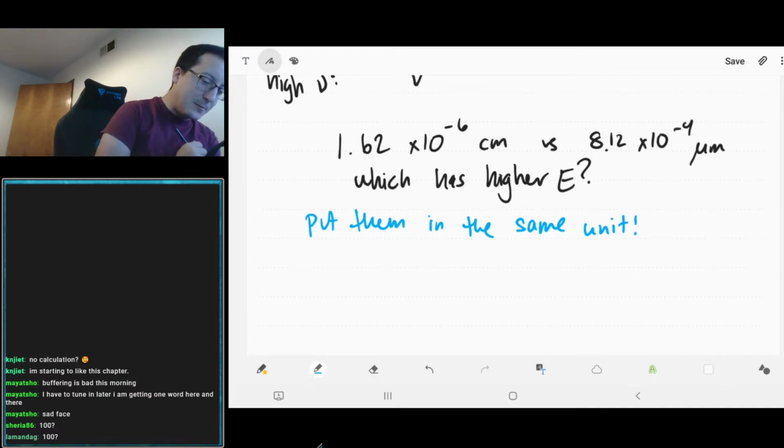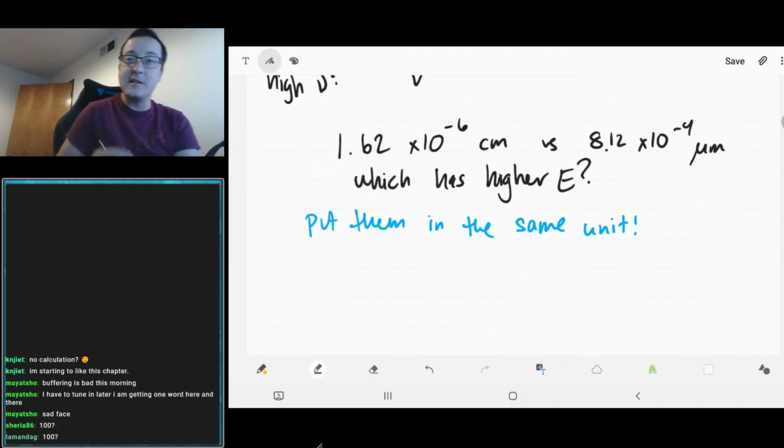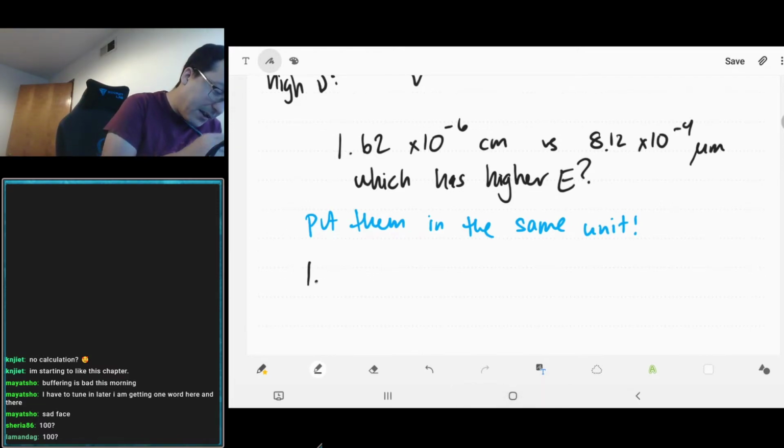Okay, so looking at that, since these are both base meters, that's probably the easiest one. We could convert them both to centimeters or both to micrometers, it does not matter. Or you could put them in kilometers for some reason, but as long as they're the same unit, that's what matters. So let's put them in meters. I think that's the easiest way to go around.